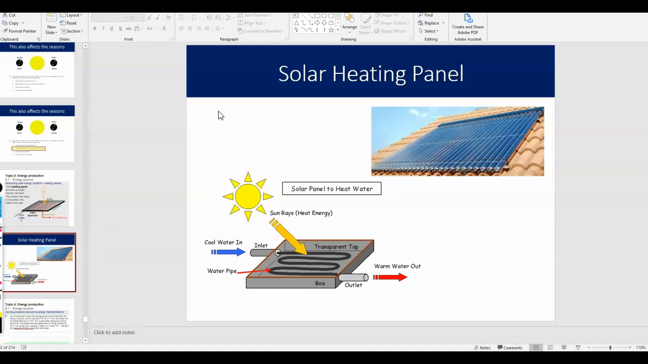This would be effective to use in really cold climates, like maybe the Arctic or Alaska, or places that are really cold but might still get direct sunlight.